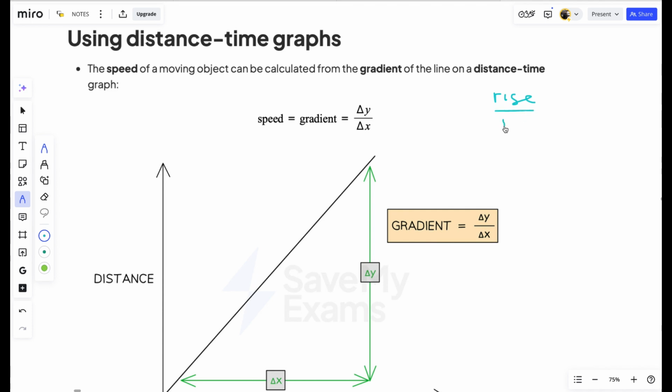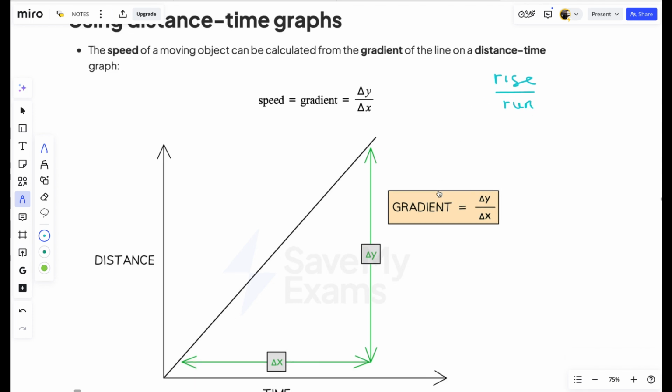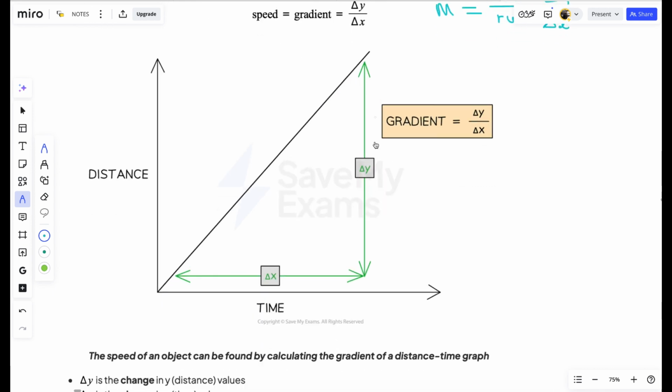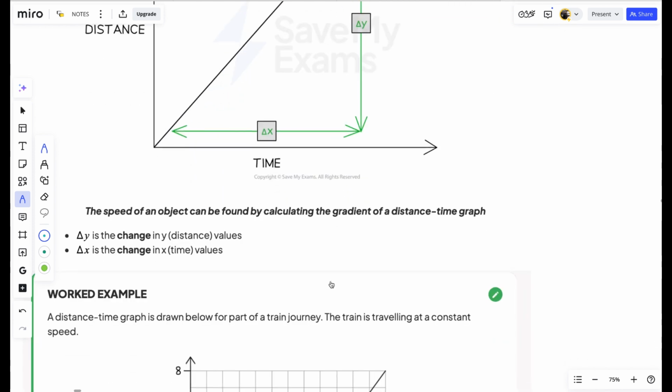In a distance-time graph, the gradient is equal to the speed. When we calculate the gradient, we get the speed. The rise is the change in y on the vertical axis, the distance axis, over the change in x, or change in time. Rise over run, change in y over change in x, is the gradient formula you've learned in mathematics. The gradient m is rise over run. Our change in y is the distance axis and our change in x is the time axis, which means final distance minus initial distance all over final time minus initial time. Is that okay? That's how we calculate the gradient.